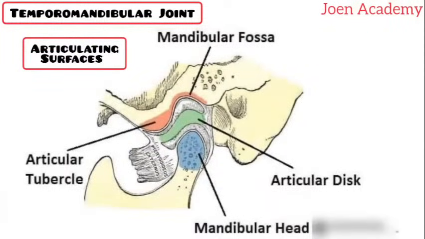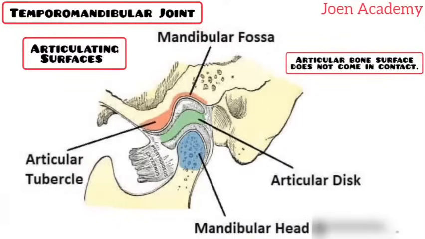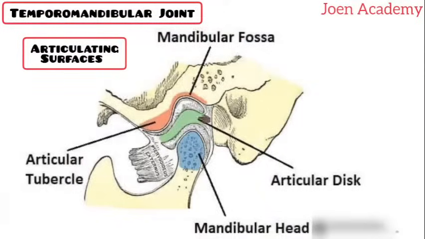The TMJ consists of articulations between three surfaces. There are the mandibular fossa, articular tubercle from the squamous part of the temporal bone, and the head of the mandible. This joint has a special mechanism. This unique mechanism is that the articular surface of the bones never come into contact with each other. They are separated by an articular disc.